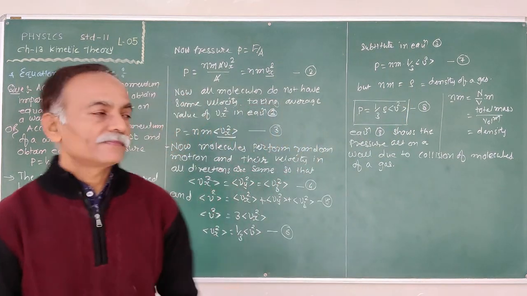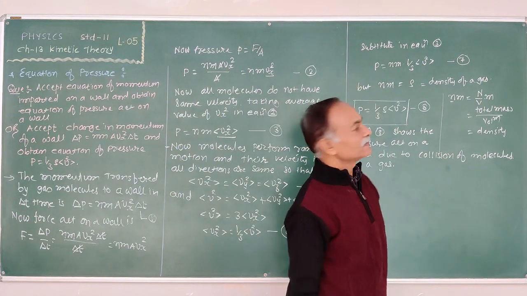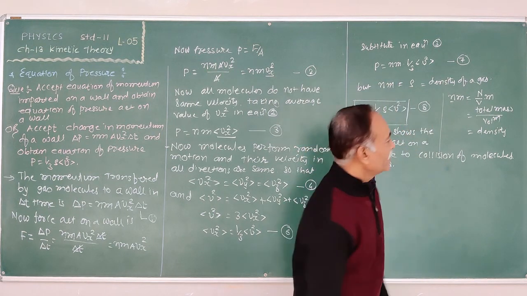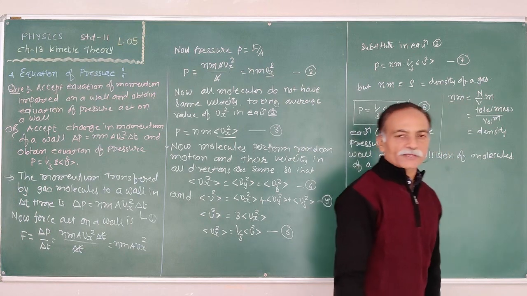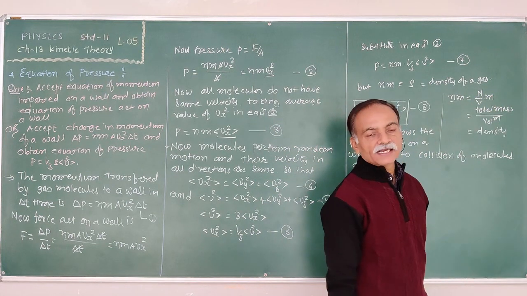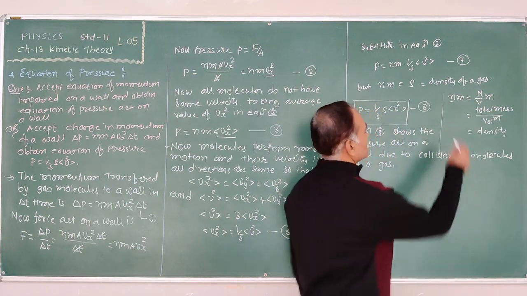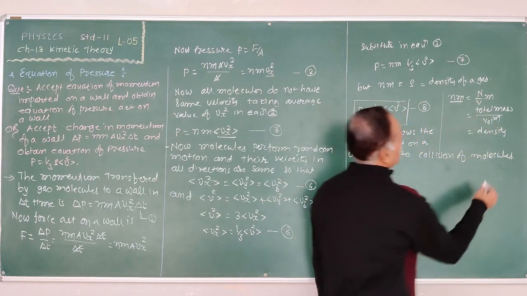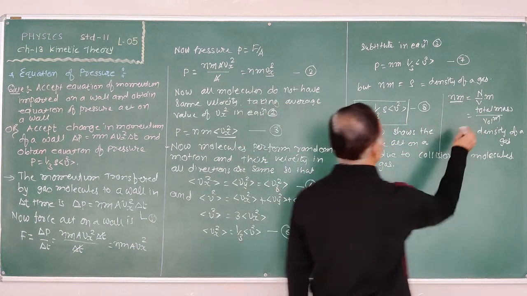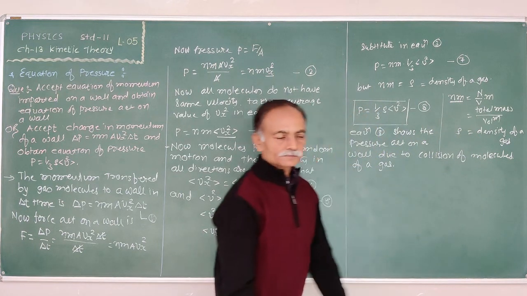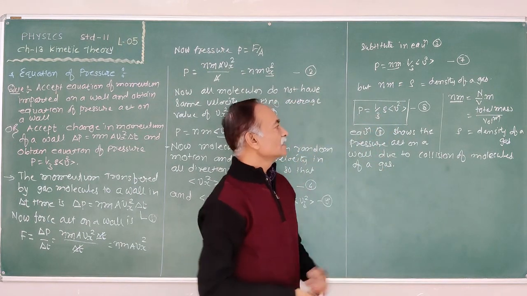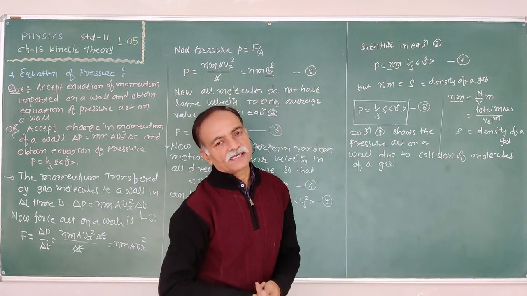Now, what is the N into m? Small n is the number of molecules per unit volume, that means N upon V. Now, m is the mass of one molecule, and capital N represents the total number of molecules. Therefore, n into m is the total mass divided by the volume. That means n into m represents the density of a gas, denoted as rho. Substituting here, instead of nm, we can put the density of a gas rho. Therefore, P is equal to 1/3 rho average V square.